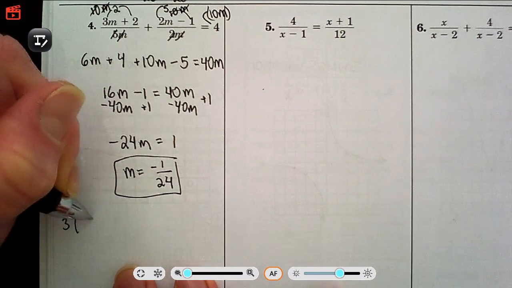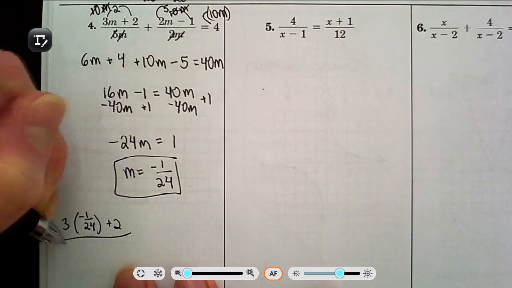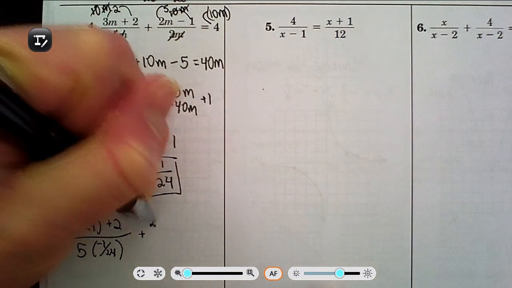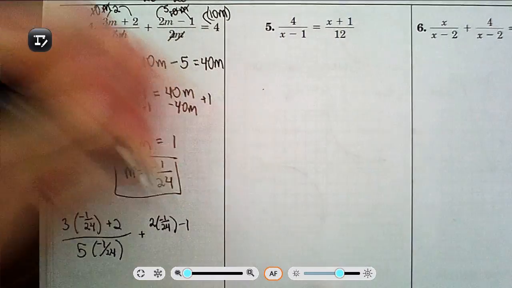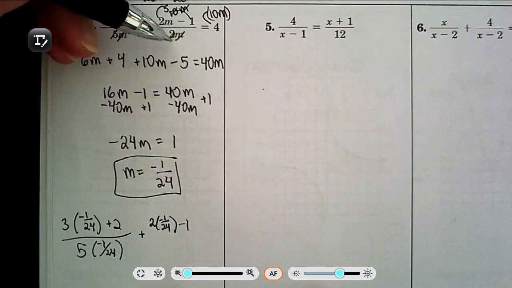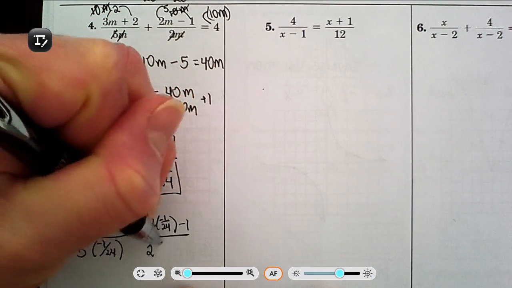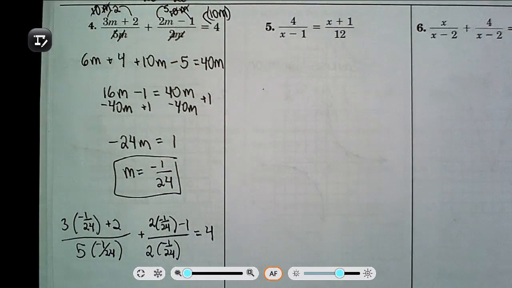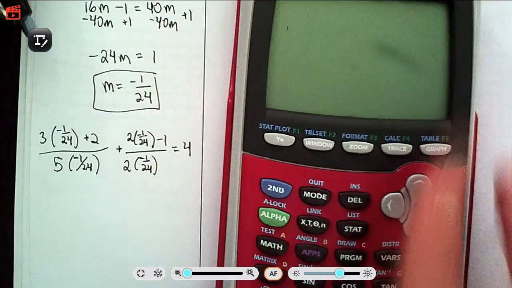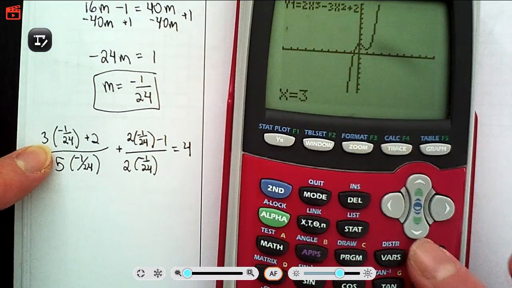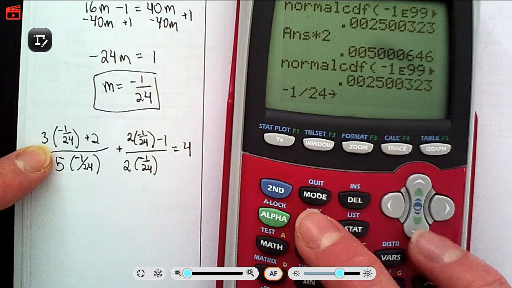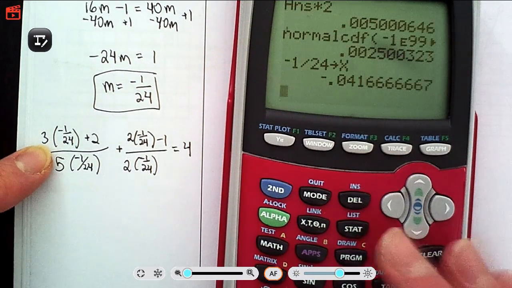3 times negative 1/24 plus 2, all over 5 times negative 1/24, plus 2 times negative 1/24 minus 1, all over 2 times negative 1/24, equals 4. So let's plug that in carefully. Over here, 3 times, you know what, I'm just going to store negative 1/24 as x. And then every time I hit x, it'll count.